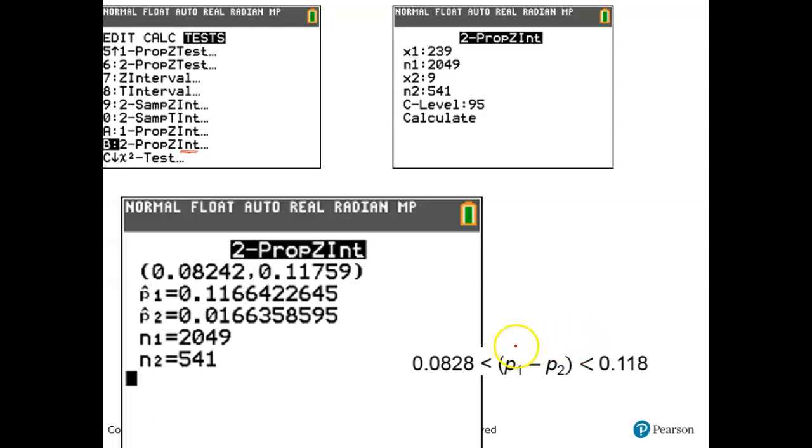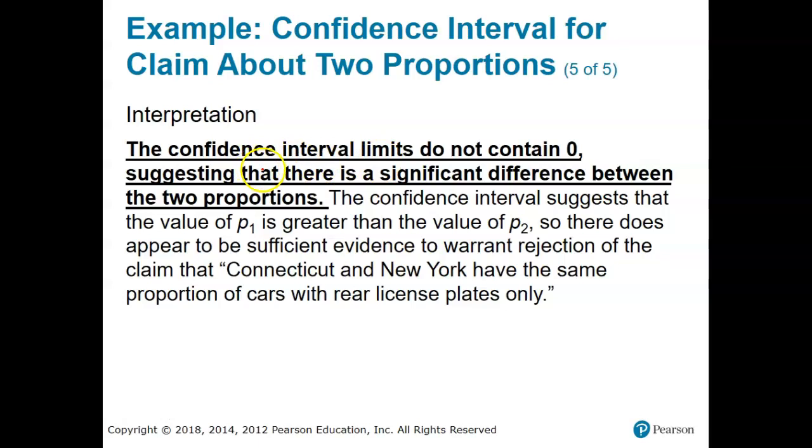So looking at this, what we see is that 0 is not in this interval. So if 0 was in the interval, so if P sub 1 minus P sub 2 equaled 0, what that is saying is that P sub 1 equals P sub 2. But P sub 1 minus P sub 2 is not equal to 0. It is somewhere above 0 because of the way it's captured between these two values. So essentially what that's saying is P sub 1 does not equal P sub 2. Okay, so the confidence interval limits do not contain 0, suggesting that there is a significant difference between the two proportions. So if it did contain 0, then we would not be able to say there was a significant difference between the two proportions.